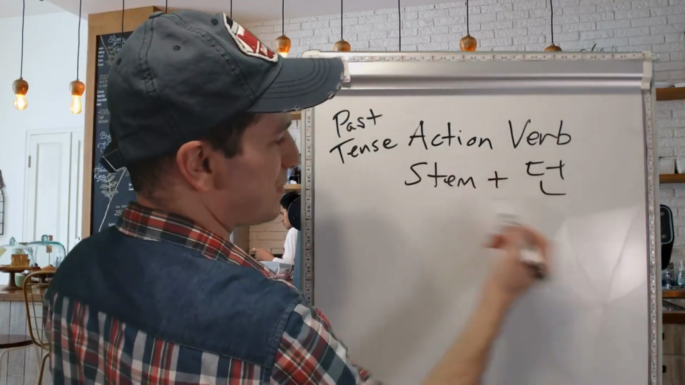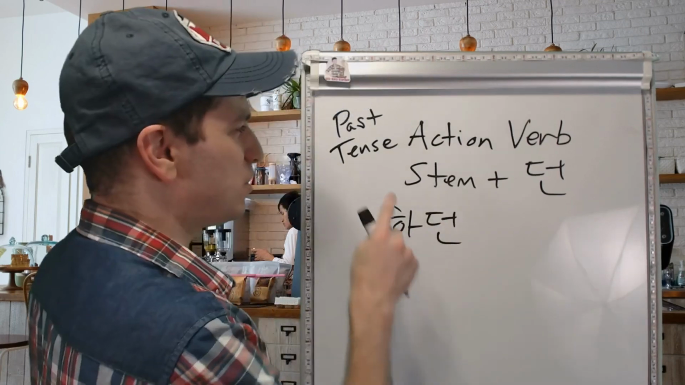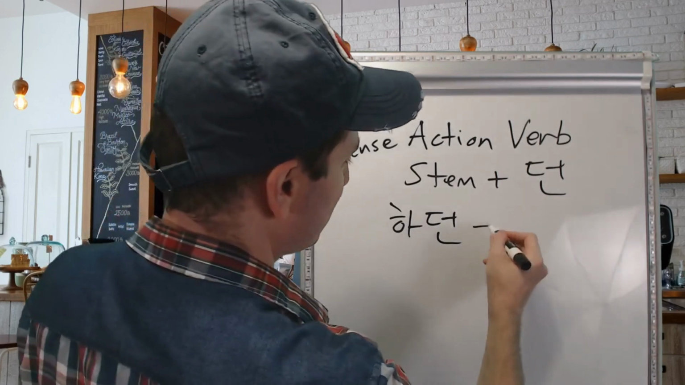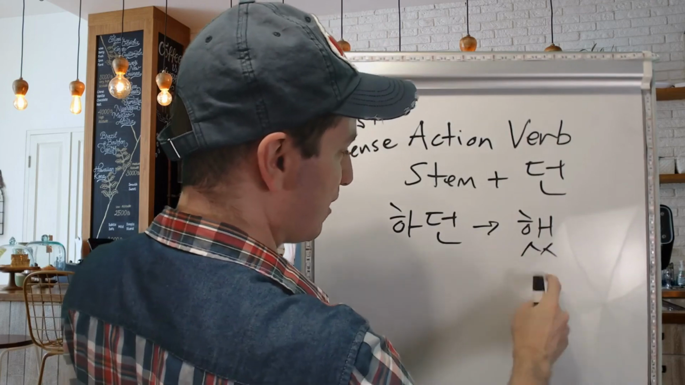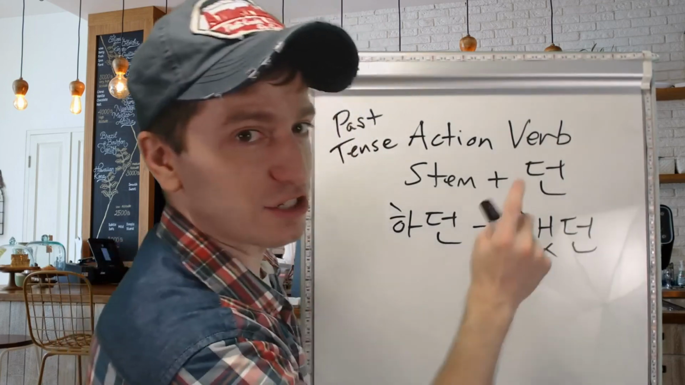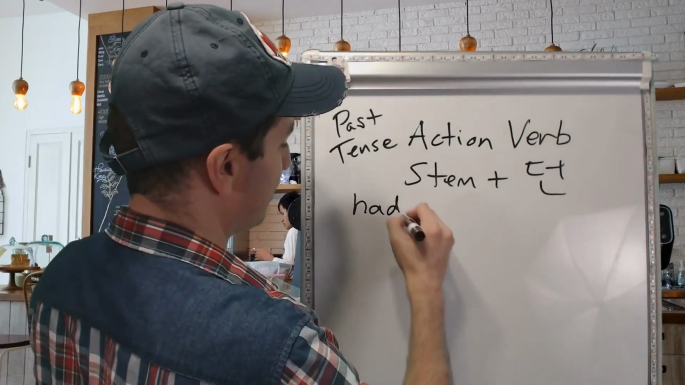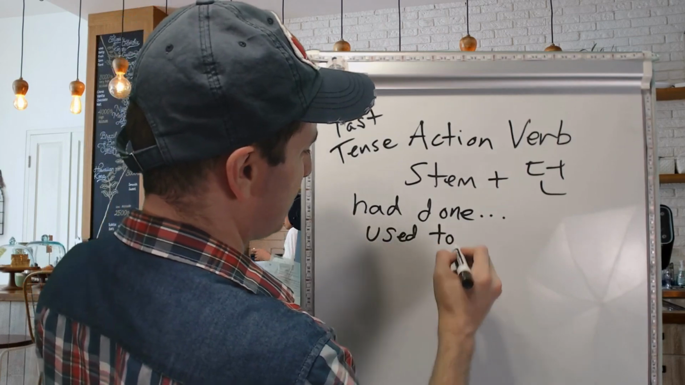Before we had action verb stem and 던. So, 하다, to do, becomes 하던. You can also use this with past tense action verb stem. So 하다 normally would become 했어요, right? Or 했다 or something like that. So now you're done. 던. 했, and you're done. This also can mean had done, or in that sense, used to, depending what you're using it for. Let me give you an example.